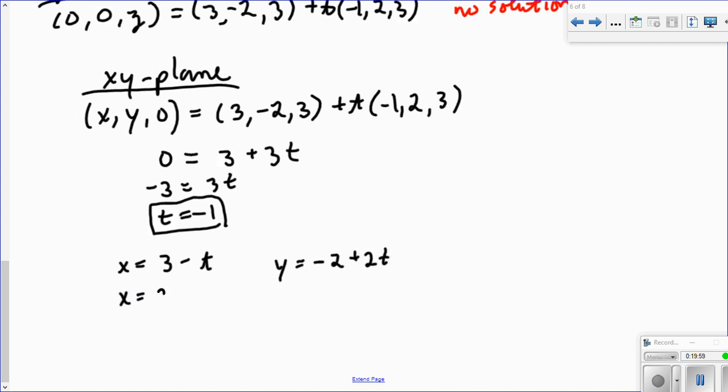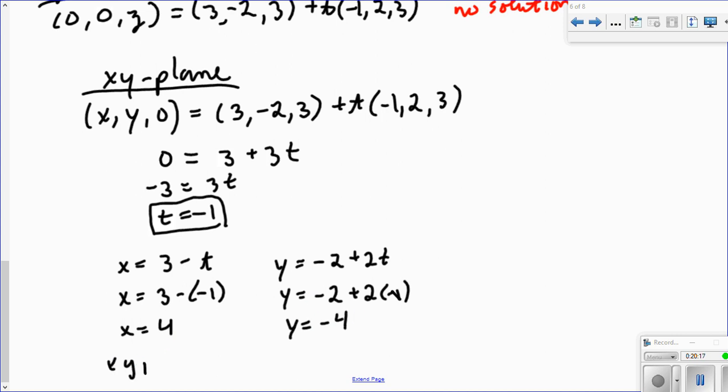So x equals 4, and y equals, so I let t be the value that I just solved, and it looks like I've got -4. So it intersects the xy plane at the point (4, -4, 0). I'm going to let you solve each of the other ones as well, and I'm going to work on those solutions here. So I'm going to pause this and come back to you in a minute.